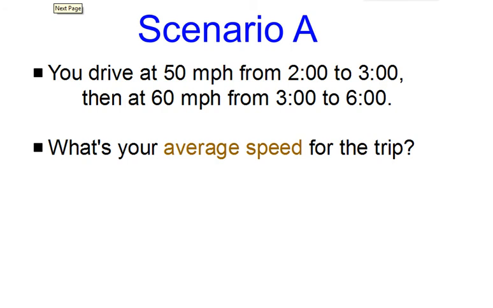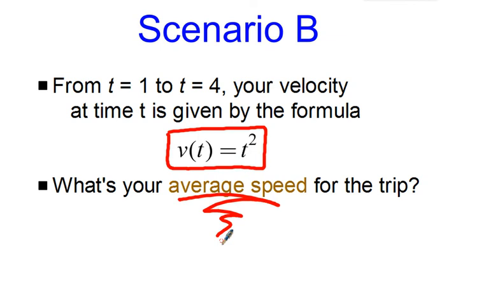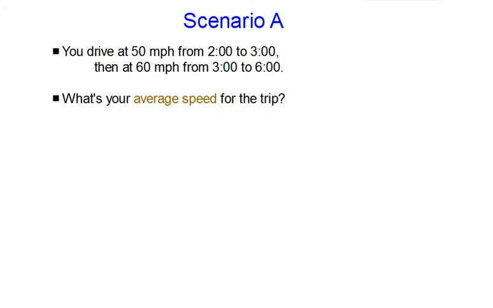In scenario one, you're driving at 50 miles an hour for this period of time, and then at 60 for this period of time. What's your average speed? We'll also look at a more complex scenario in which your velocity is a variable that's given by this formula. How do you do average speed in that more complex instance? Okay, let's try to answer both questions and see how they're connected.